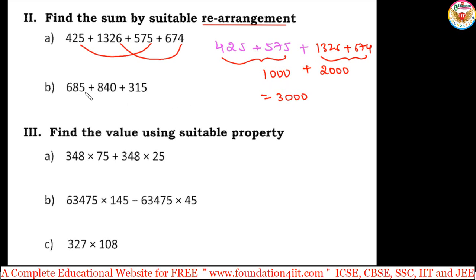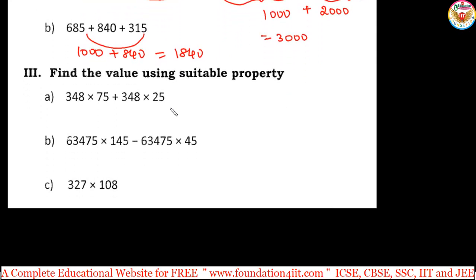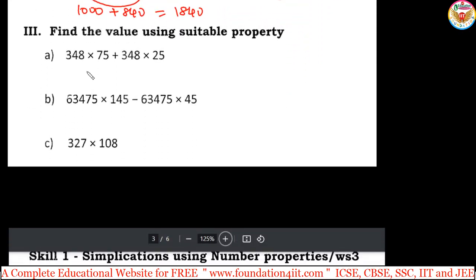Let's see the next one. 5 plus 0 is 5 itself, but 5 plus 5 is 10. So these two you can add: 685, 315. That is 1000, plus 840. Finally 1840. Okay, this is the suitable property for this. Practice similar problems, then come to the multiplication also.